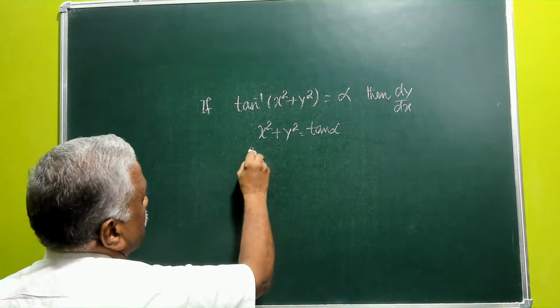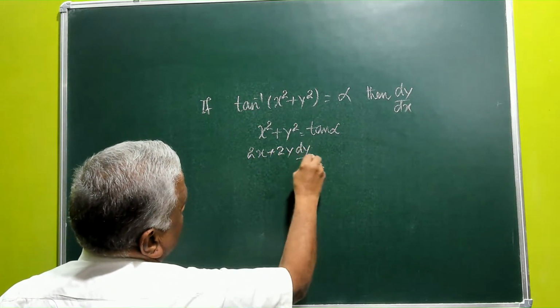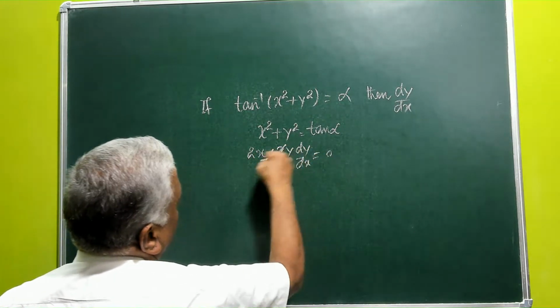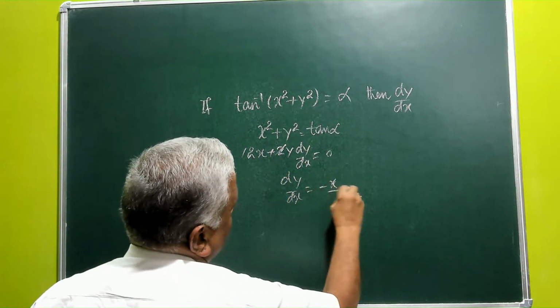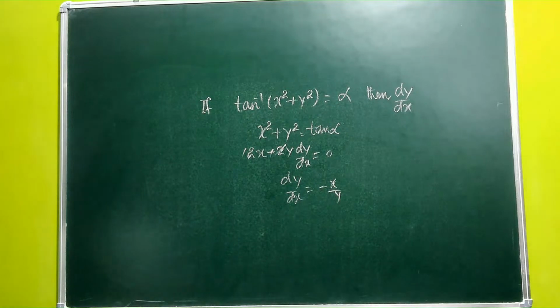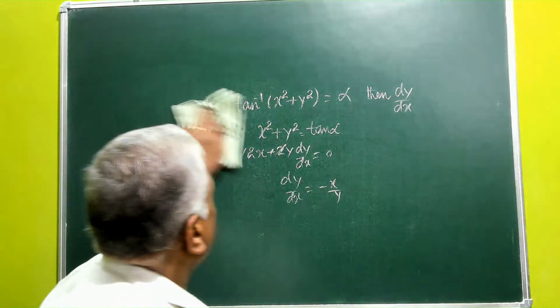x square differentiated is 2x, and this is 2y dy by dx equals 0. 2 cancels. dy by dx equals minus x by y. Can complete in less than 1 minute if you are good in differentiation. Next problem.